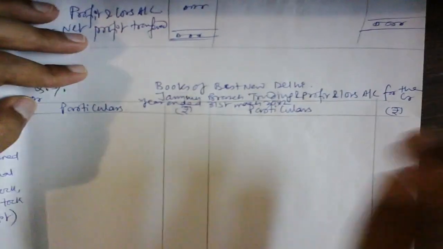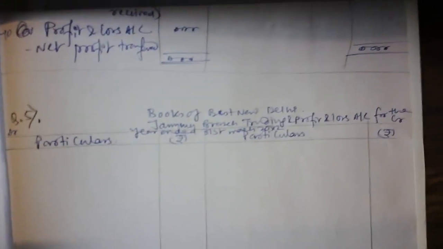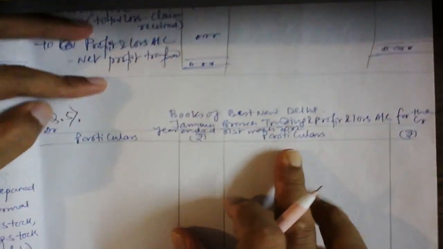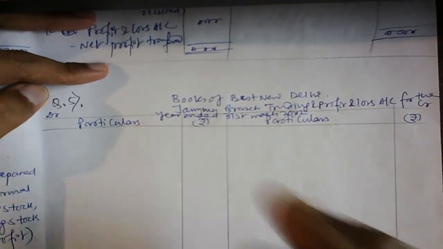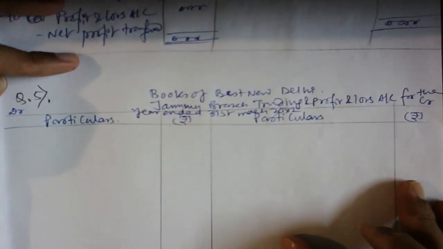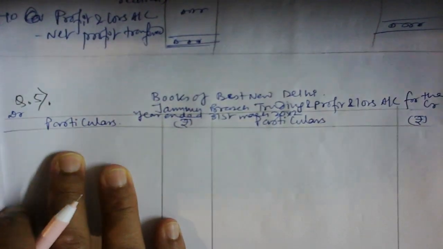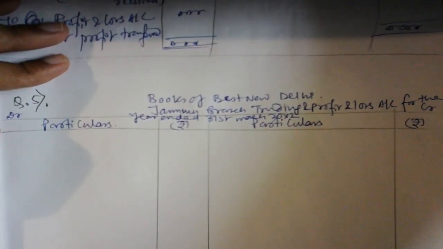Okay guys, see. Books of Best New Delhi, Jammu branch trading and profit and loss account for the year ended 31st March 2022. So particulars are given here. Now let's start with the question. Opening stock is given, but remember opening stock is given at invoice price, that is, with profit included.